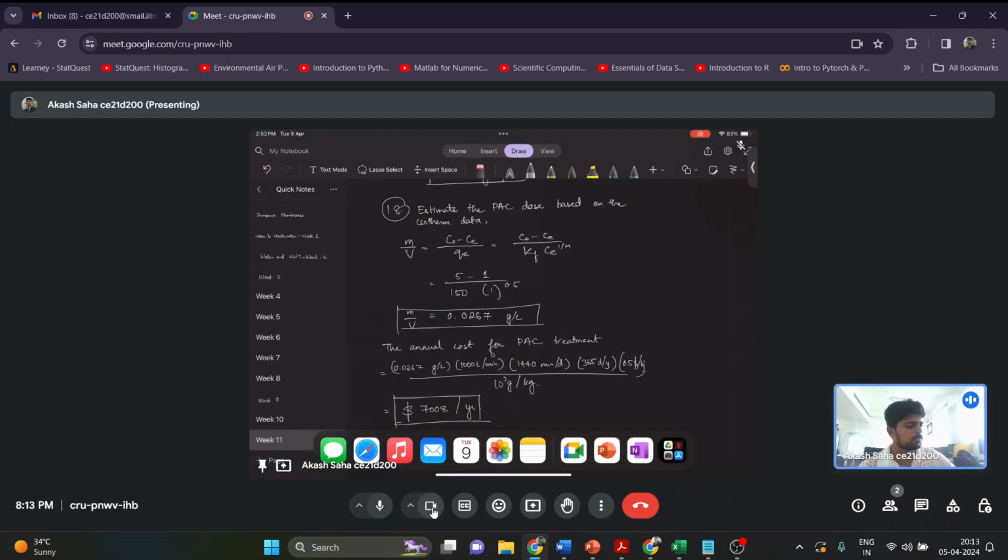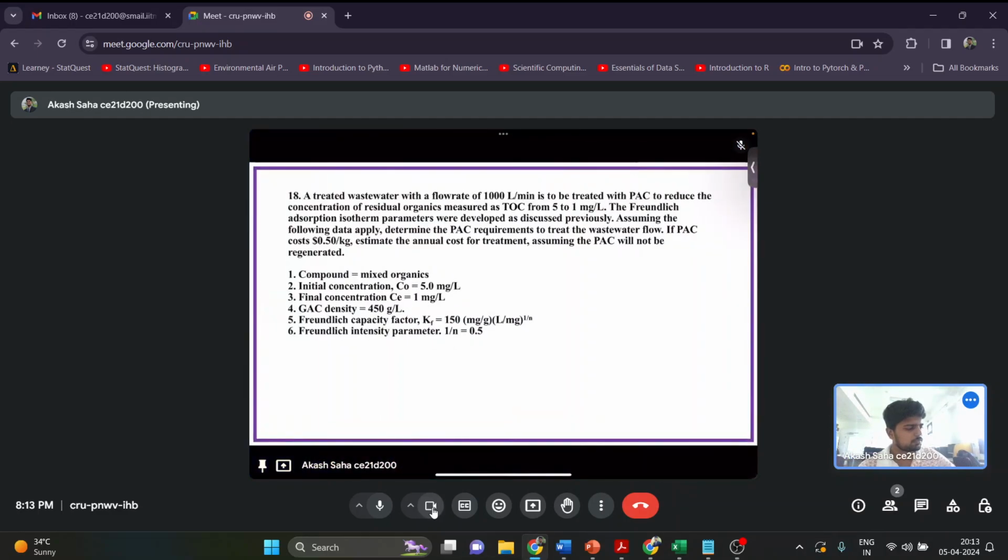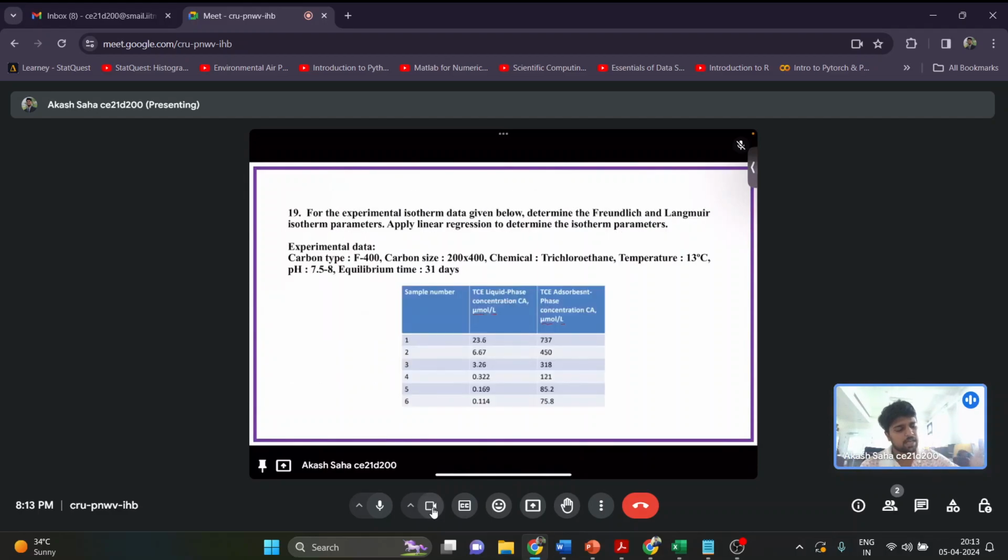We'll go to the next problem. So $7,008 per year, which is actually very high. So that's why we generally don't go for this kind of adsorption very initially.